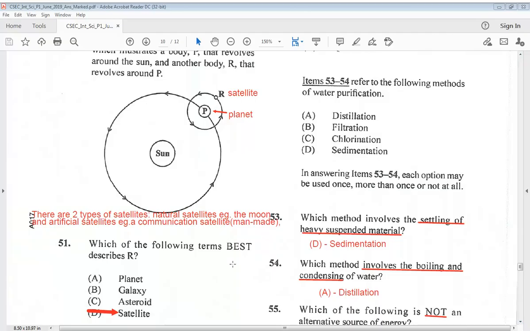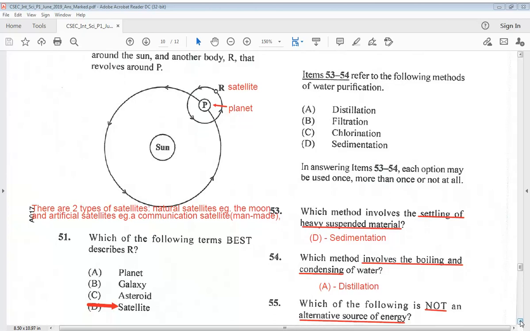And as we give the explanation, P would be a planet, so we know R is a satellite. And there are two types of satellites: natural satellites, example the moon, and artificial satellites, example a communication satellite, which is man-made. Let's go to 52.